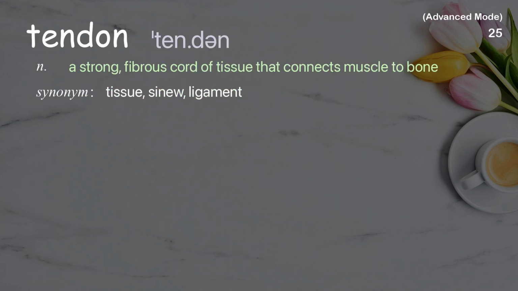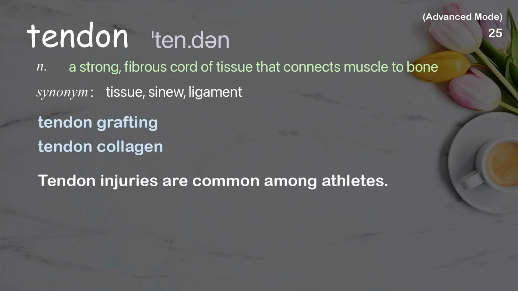Tendon. A strong, fibrous cord of tissue that connects muscle to bone. Examples: Tendon grafting. Tendon collagen. Tendon injuries are common among athletes.